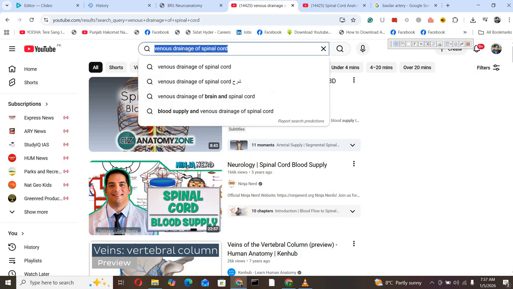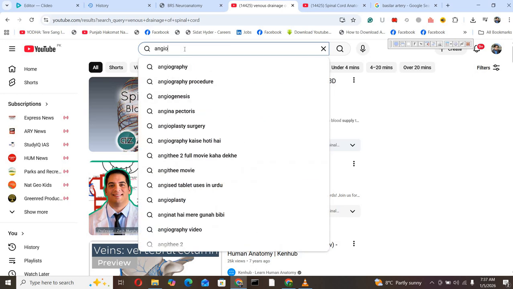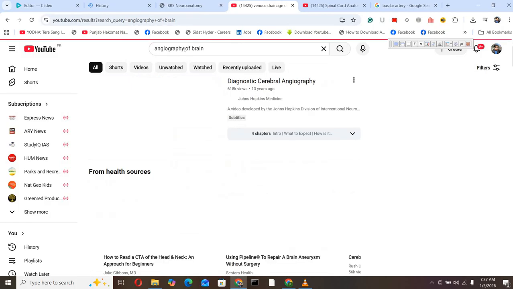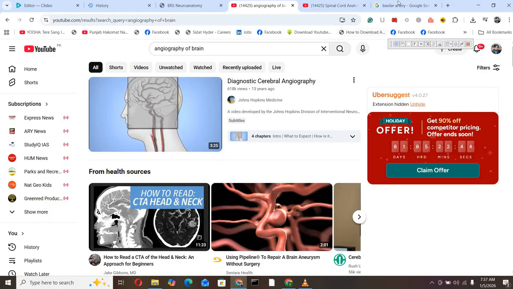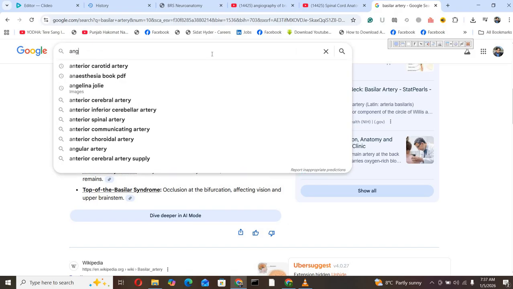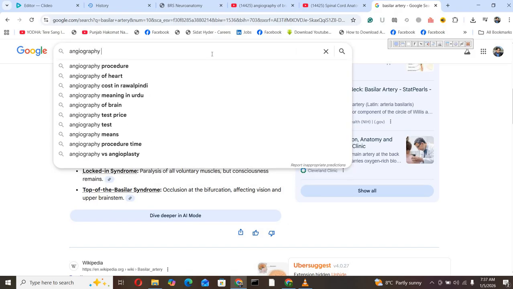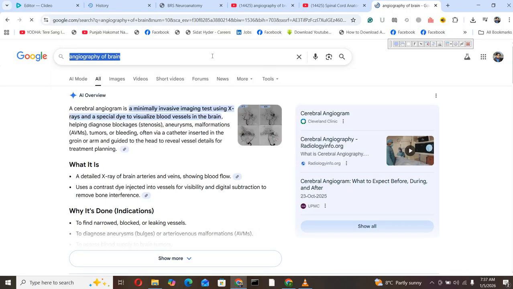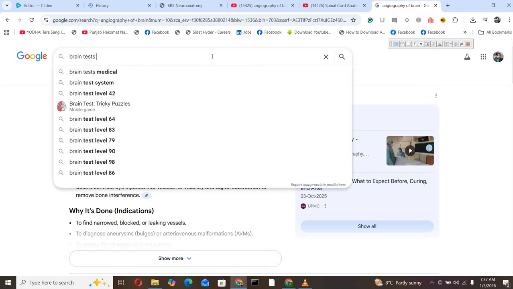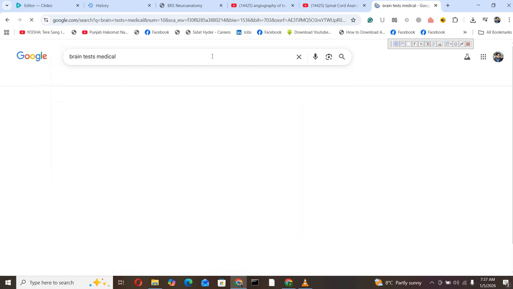Angiography of the brain. First, let's look at the tests that we can conduct on the brain. Brain tests, medical.